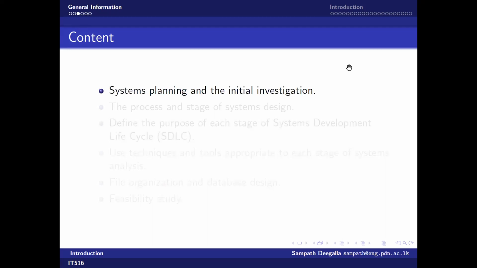So we will start by looking at how a system is planned and how we make the decision to build, let's say, software systems. That means the initial investigation to start with, and the process of these stages of system design. Once you have decided in the initial phase that we are going to build an information system, the next thing would be whether this is feasible. And once you have decided to design, then we have to go through each of these processes.